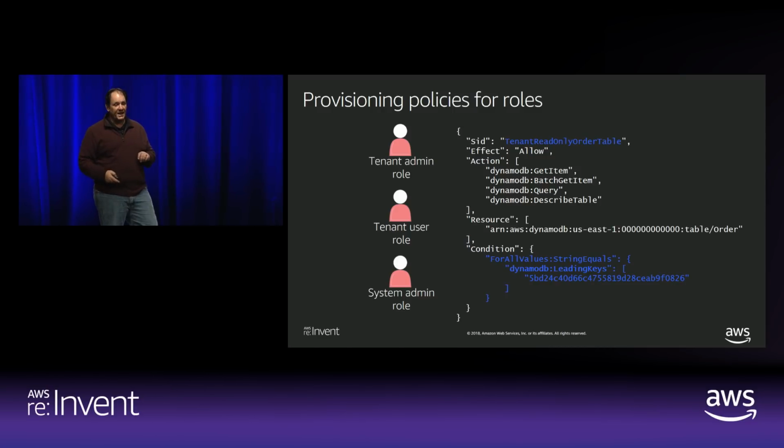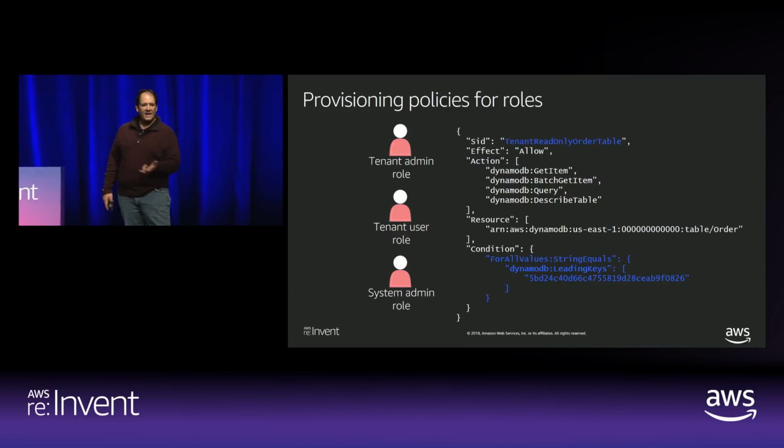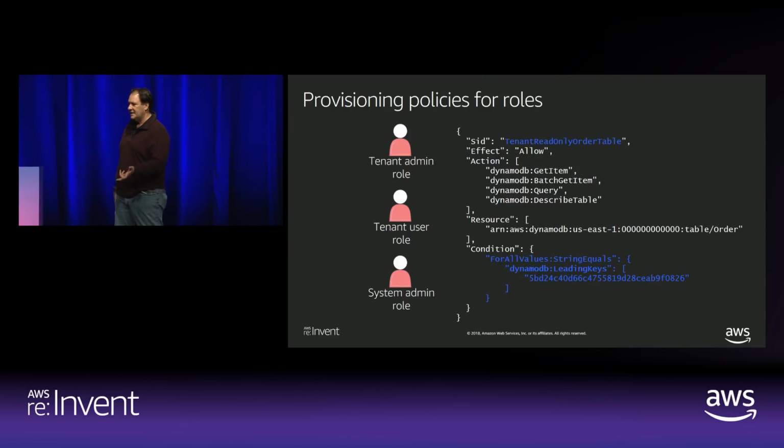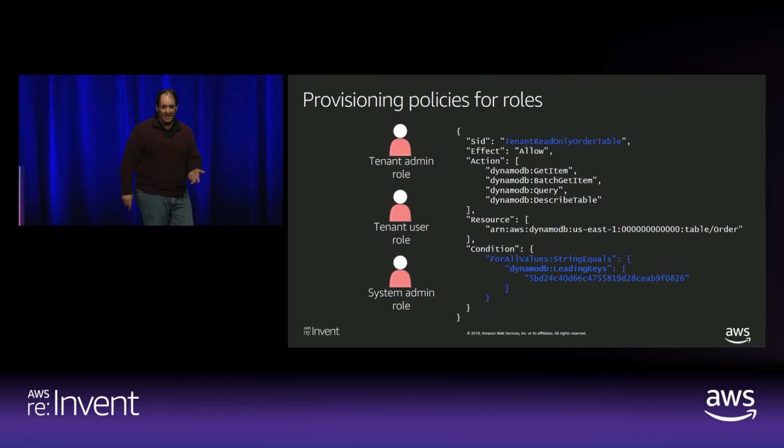And in this condition section, we have specifically this idea of a leading key. And what the leading key says is essentially this value must be the leading value in the partition key, or you can't access the data. In this case, it's a tenant ID. So if you don't have this tenant ID, you can't see. That's the only data you can see. So that gives us a way to describe the policy, but we still haven't attached it to the identity.